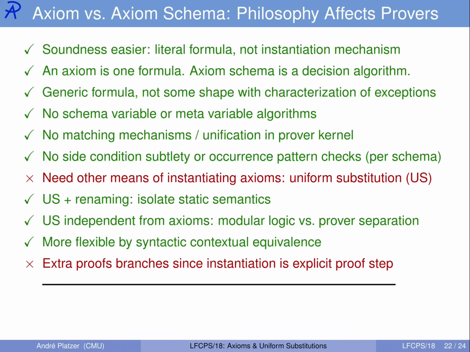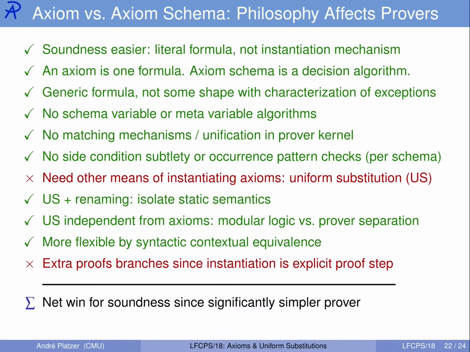And you do also get a lot more flexibility by, for example, enabling syntactic contextual equivalence in the middle of things. We'll see that in more detail as well. And of course, a slight cost is that you do have extra proof branches, the ones that worry about the uniform substitution instances. But on the other hand, that is at least an explicit proof step that can be read and checked as opposed to being hidden in the middle of an algorithm.